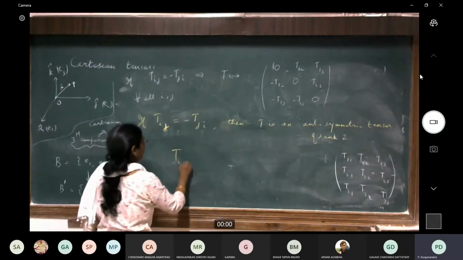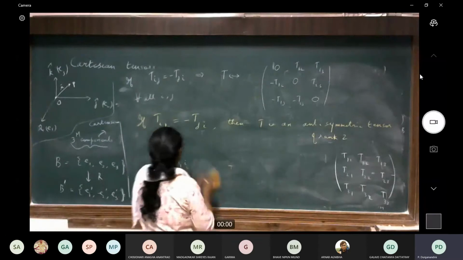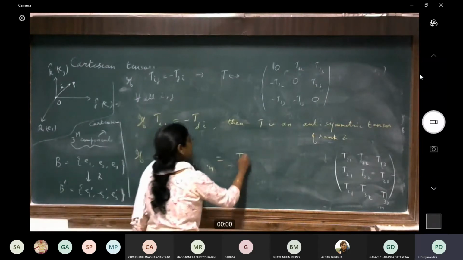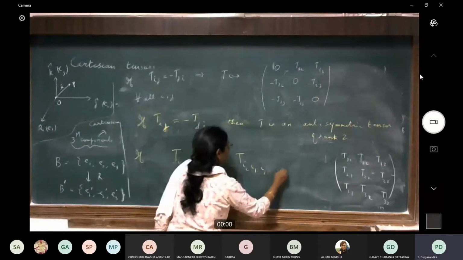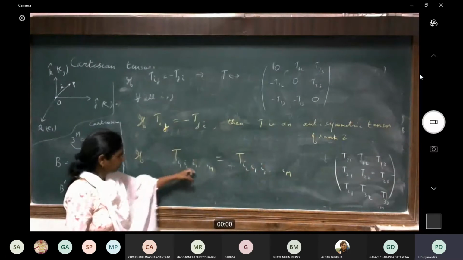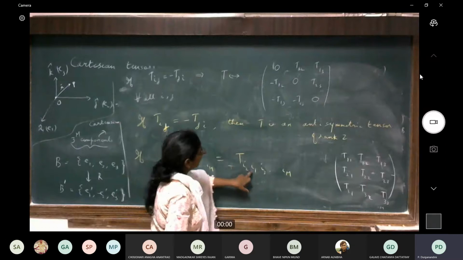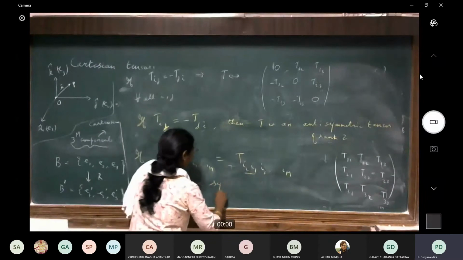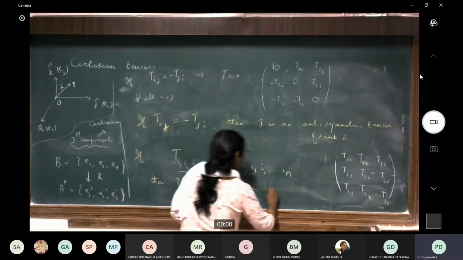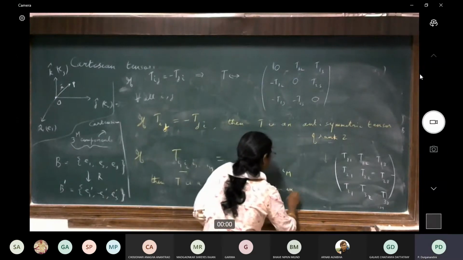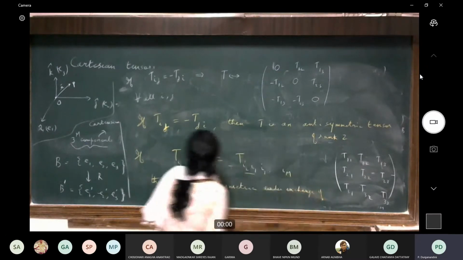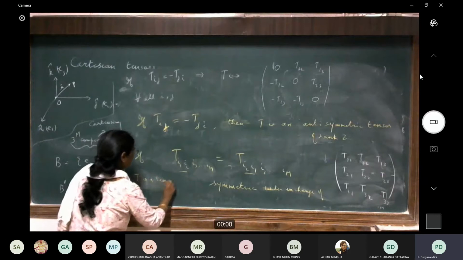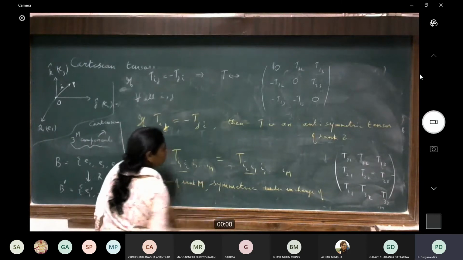Consider now, suppose I have an nth rank tensor T with indices i1, i2, i3, up to in. Now, if T i1, i2, i3, and so on up to in equals T i2, i1, i3, and so on up to in, so I've just exchanged the first two indices, then we will say that T is symmetric under exchange of the first two subscripts.